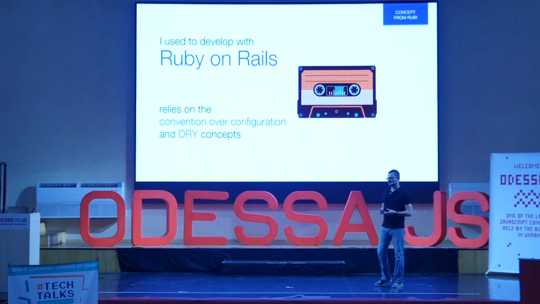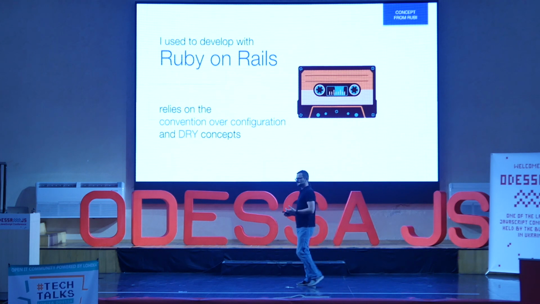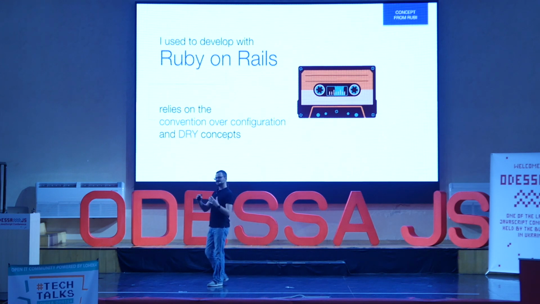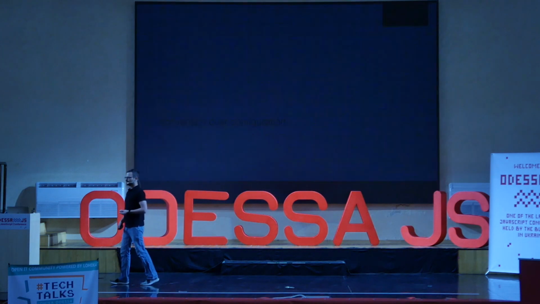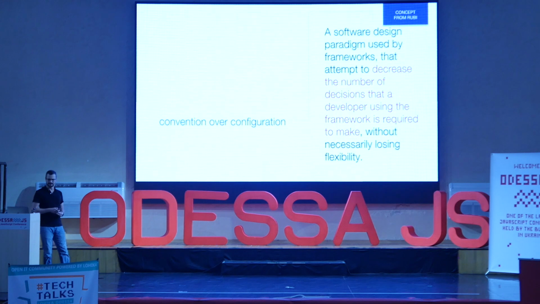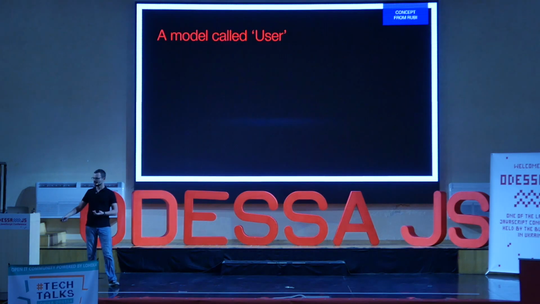This means that you want to try and leave out the decision making from the developer, and only if he needs to change something which is outside of the convention, then let him intervene and do whatever he wants, right? So it's a software design paradigm used by frameworks to decrease the number of decisions the developer needs to make without losing the flexibility, and basically just specify the unconventional aspects of your application, right?